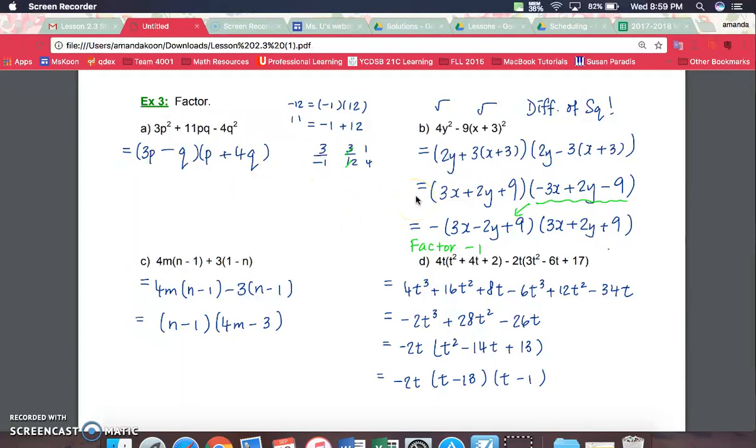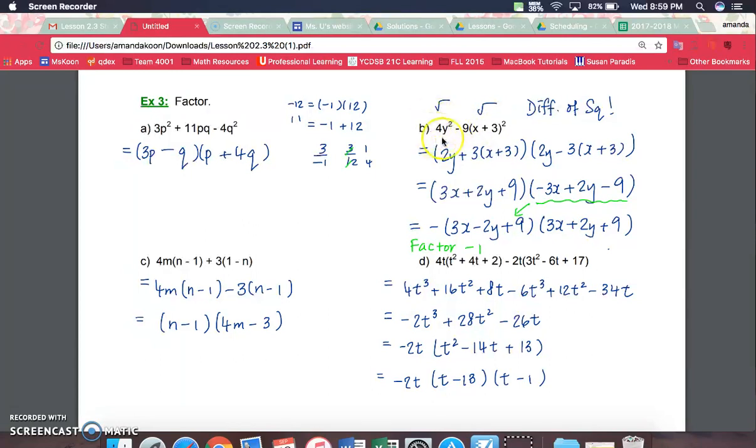Question B. When I look at 4y squared minus 9 times x plus 3 squared, I see one term, 4y squared, minus a second term, 9 times x plus 3 squared. So it's not a trinomial. There are no common factors. What do we do? Well, the only special pattern that we know so far that has two terms is a difference of squares.